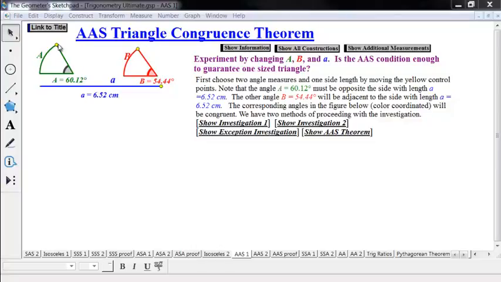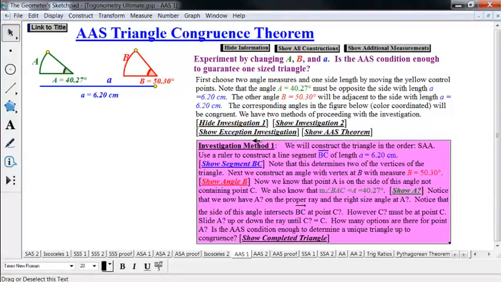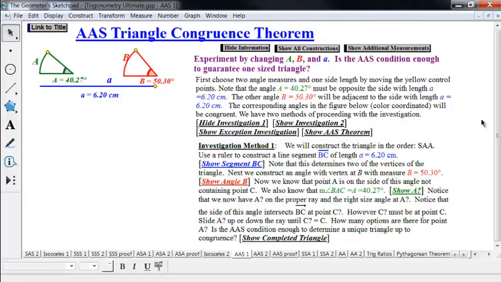Now we're going to look at the angle-angle-side condition, and I'm going to start by using my Trigonometry Ultimate sketch and look at the AAS 2 tab. We're given two angles, an angle for angle A and an angle for angle B, and the side, little a, that's opposite angle A. And so we want to make a triangle for this, and let's go to our first method of investigating.